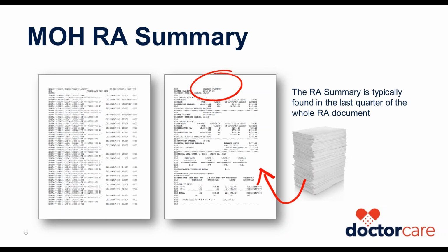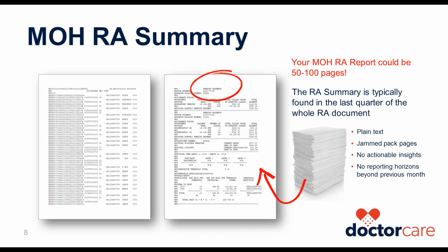So what's the problem with the RA and the RA summary? As you can see, it's not easy to quickly scan and review. You need to scroll through pages and pages of plain text back and forth to find critical data points. Your RA could be well over 50 pages long. The majority of the data only contains your billings from the previous month. That looks like a bunch of code and is unreadable. Most importantly, the RA does not provide actionable insights. That's why most doctors end up never reading it.